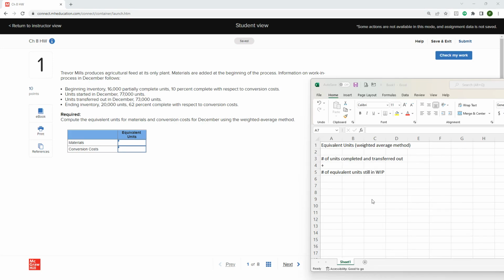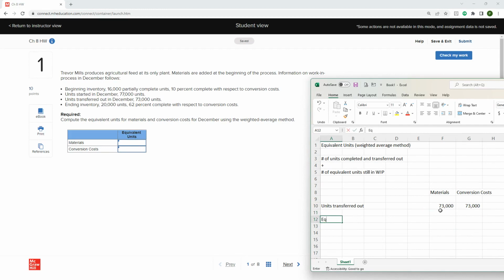So we have to calculate the equivalent units for materials and for conversion costs. Again, we're looking at the number of units completed and transferred out, and also the number of equivalent units still in work in process. And we have to determine that based on materials and based on conversion costs. The number of units transferred out is going to be 73,000, which is what the fact pattern tells us. When a unit is transferred out of work in process, it goes to completed goods. And if the goods are complete, that means that they are complete in terms of materials and also conversion costs. So for units transferred out, it's going to be the same number of units for materials and conversion costs.